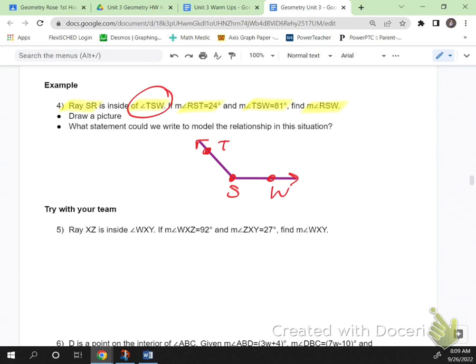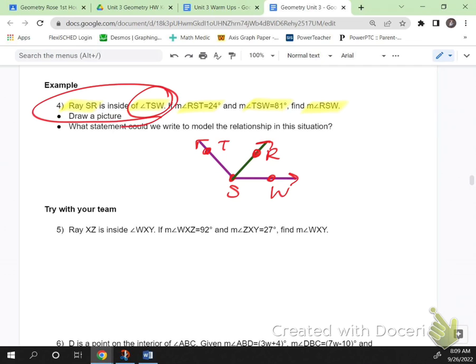There's a ray inside. Where does the ray start? At S. So I'm going to draw it just coming out. It doesn't say anything about being a bisector, so I'm just going to draw it out and label this R. Now I can add some of the information on.